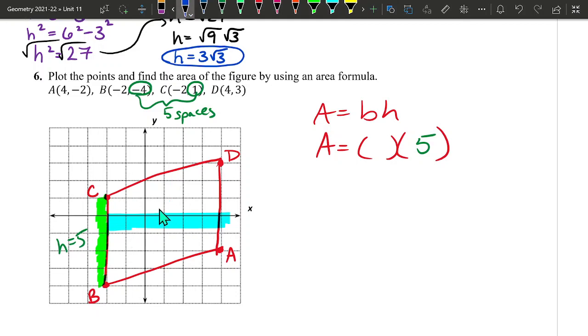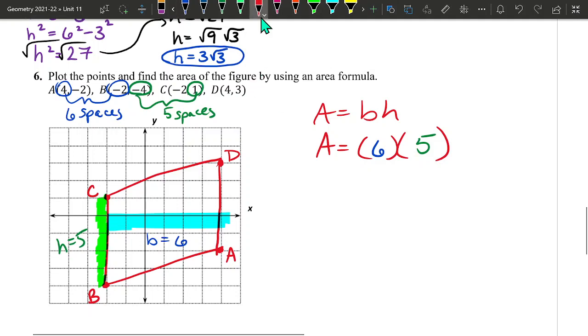And if you count the boxes, there are 6 boxes, so b equals 6. The same from B to A. If you notice, the distance 4 to -2 is 6 spaces. So the area is 30 units squared.